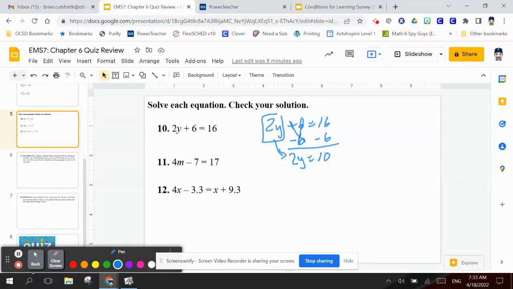So now I have 2 times some number equals 10, so if I divide each by 2, 2 divided by 2 is 1, there's y left. 10 divided by 2 is 5.